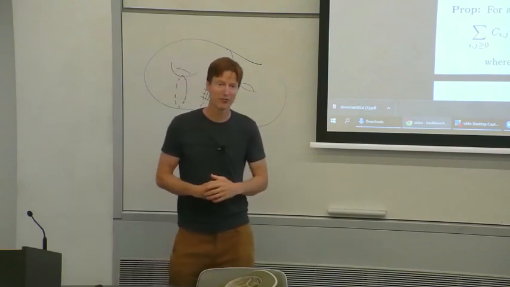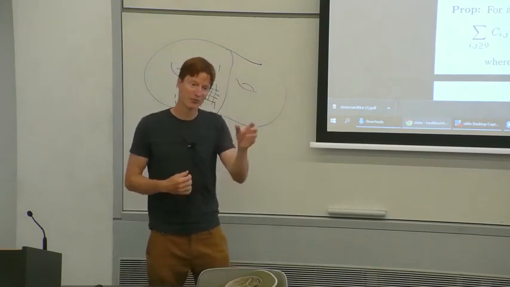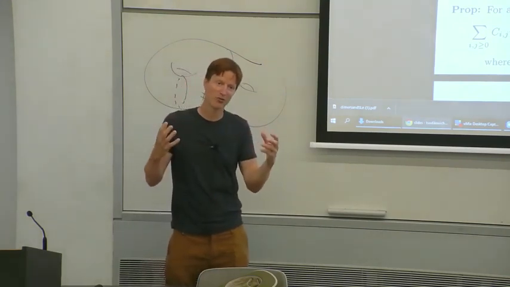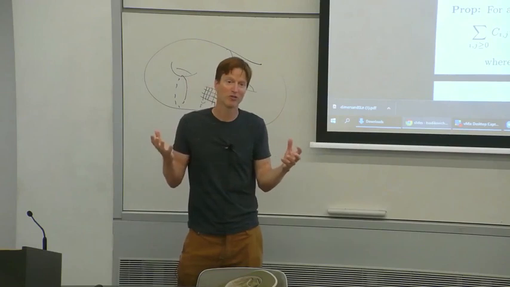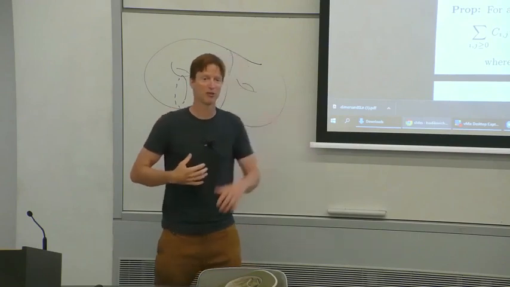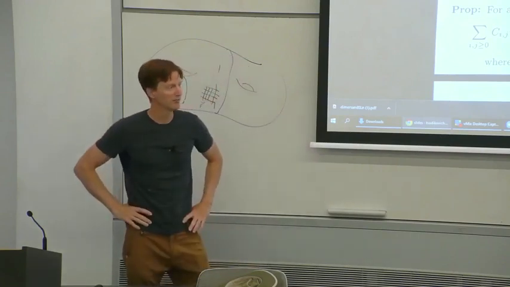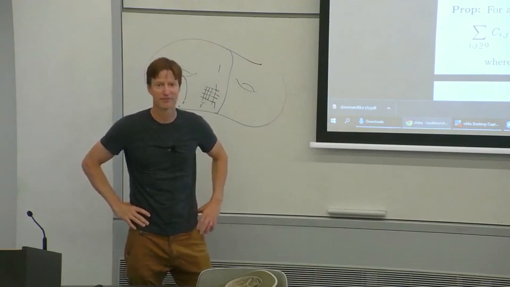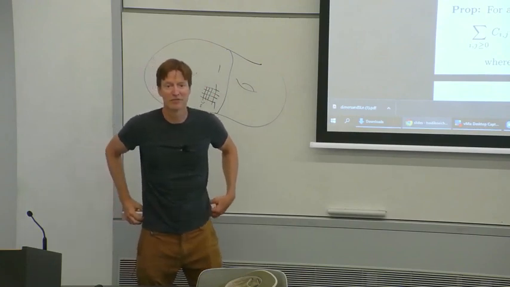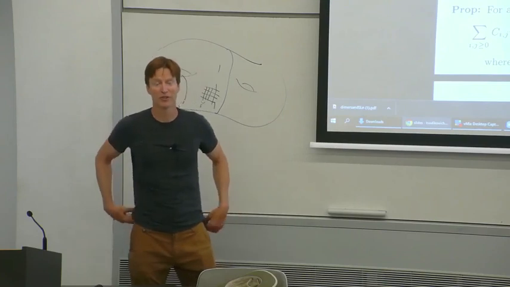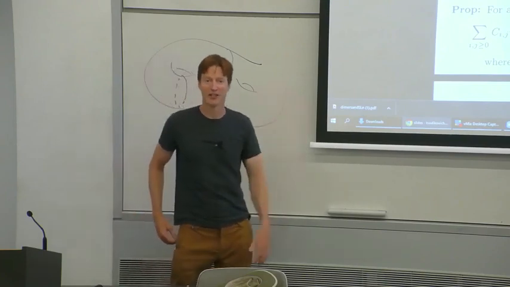Yes, you can certainly define the trace, and there are some skein relations, but there's no notion of what it means to be reduced. So we can't do that regrouping of the determinant. Yeah, the appropriate coefficients are not linearly independent anymore.